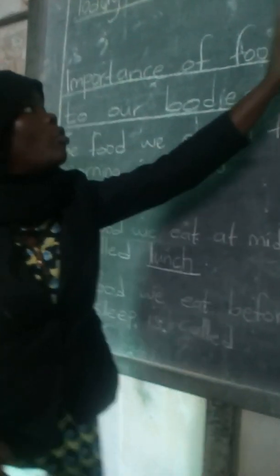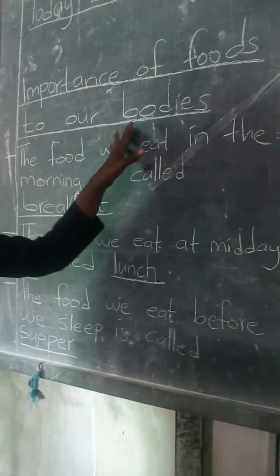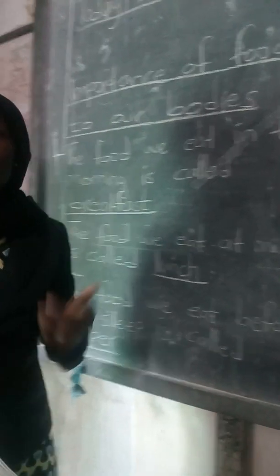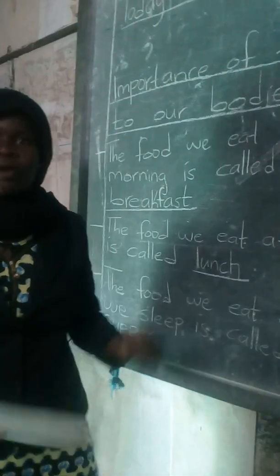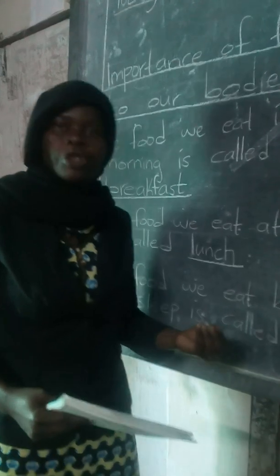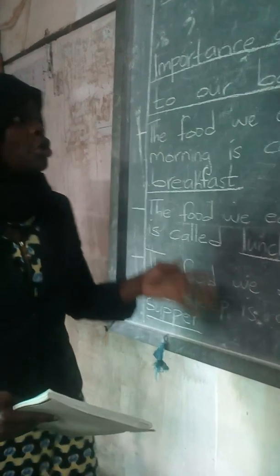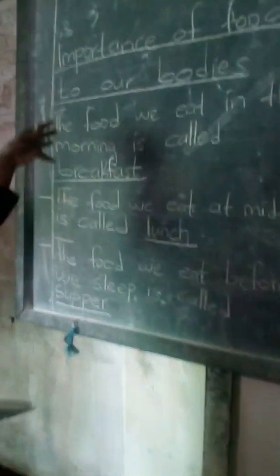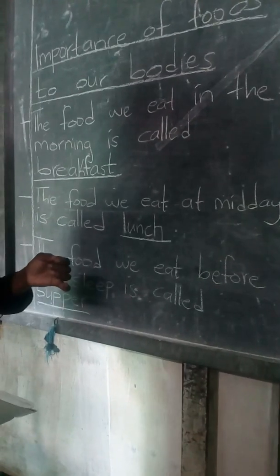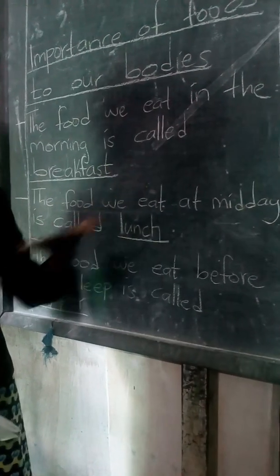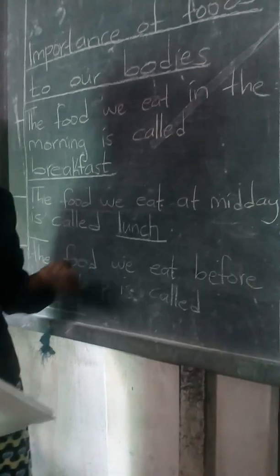Under foods, we learned about the importance of foods to our bodies. First of all, you should know what foods are. Foods are the things we eat to make us grow well, to make us strong, to make us healthy, and also to protect us from diseases. So let us look at the different times that we are supposed to eat. During the day, we have different times at which we eat various foods.